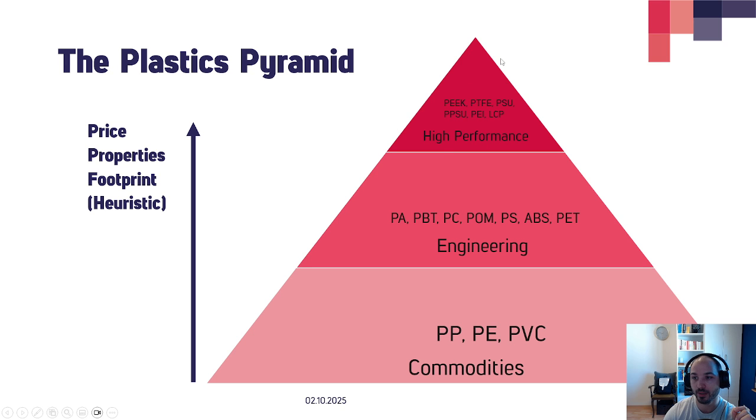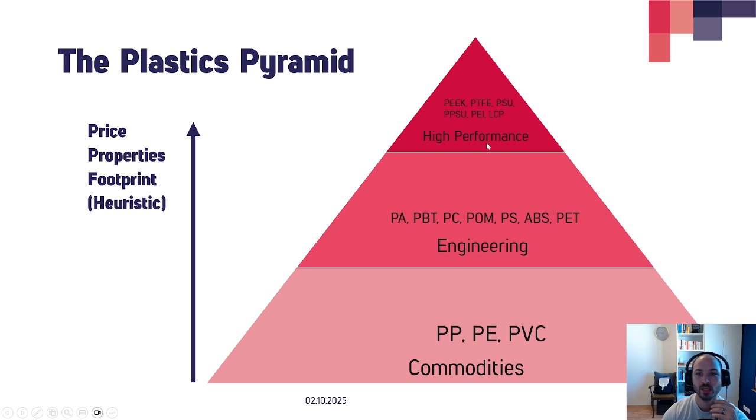And then on top, on the pinnacle of the pyramid, you have the high performance plastics. The best known example is, of course, PEEK, but you also have PTFE, PSU, PPSU, PEI, LCP. Those are typical high performance plastics. They have extremely high properties, such as mechanical properties and chemical resistance, and they also have a very high environmental footprint because you need a lot of energy to synthesize them.